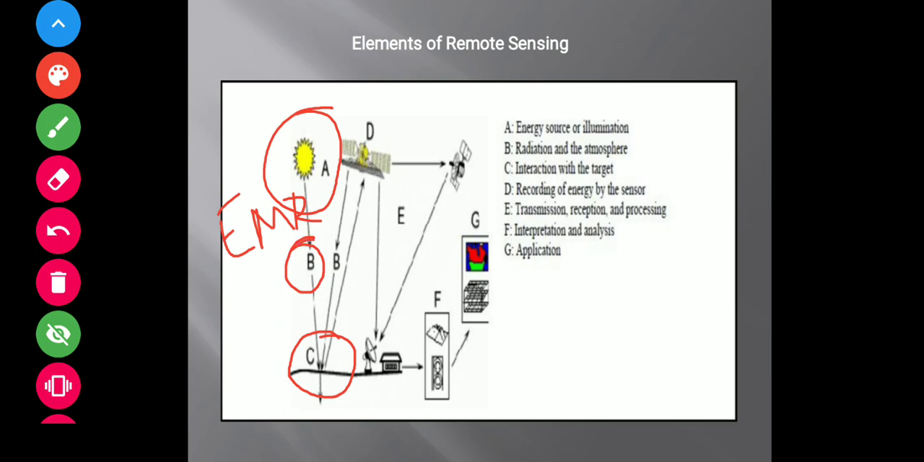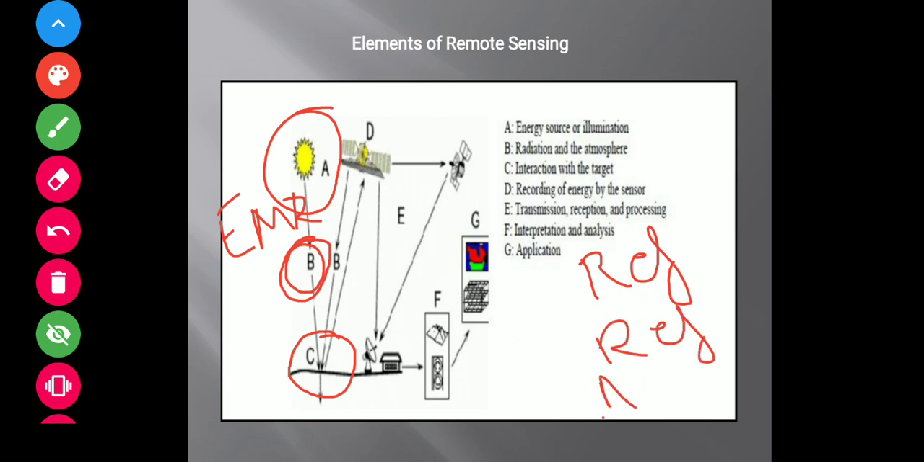Here, the B component represents the interaction of electromagnetic radiation with the atmosphere. When this electromagnetic radiation passes through the atmosphere, it is either reflected, refracted, absorbed, or scattered. I repeat, either it is reflected, refracted, absorbed, or scattered.